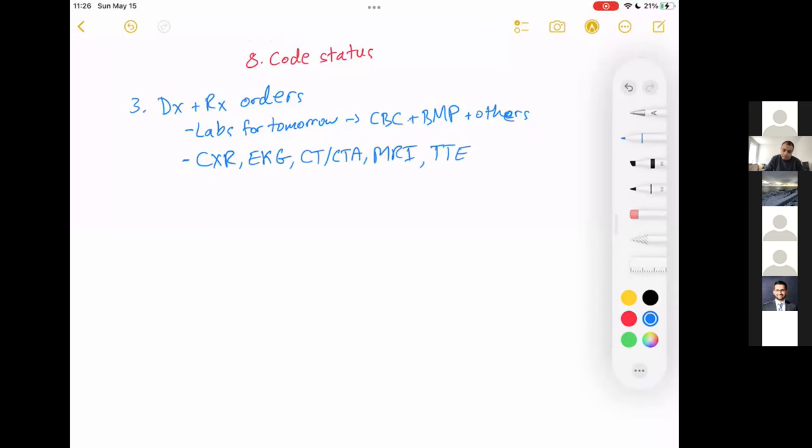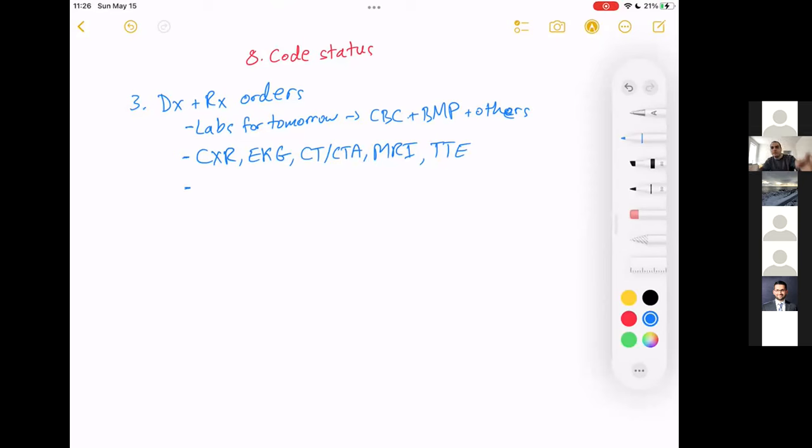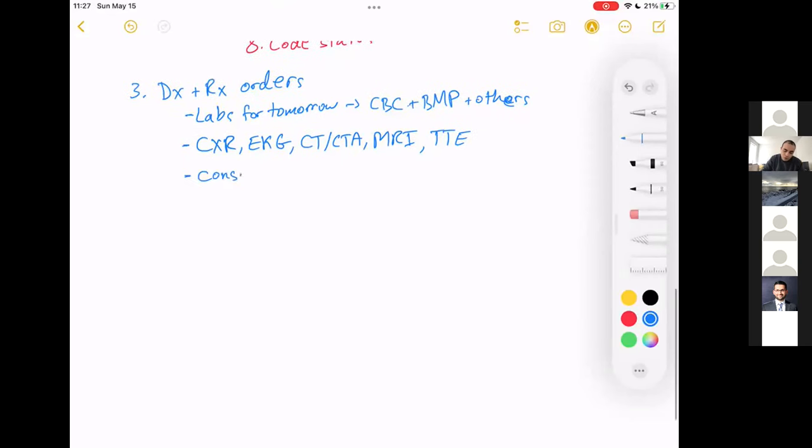And then after you place your regular labs, you have to think, let's say this patient showed up with a stroke, or a GI bleed, right? And you need GI to be involved in the patient's care. So what are you gonna do? You're gonna consult GI. But for consulting the consultant team, actually there's an order for it. So you really have to place consult orders.